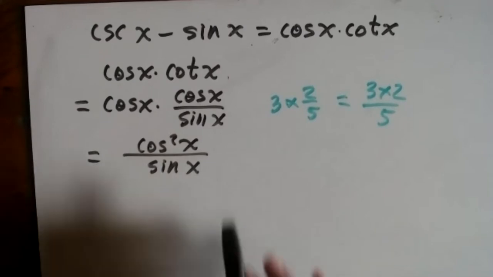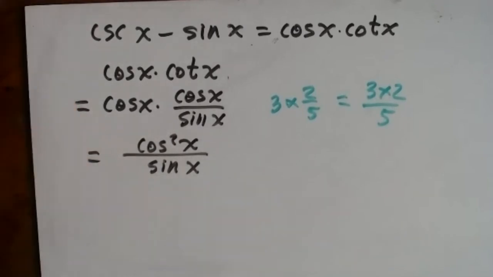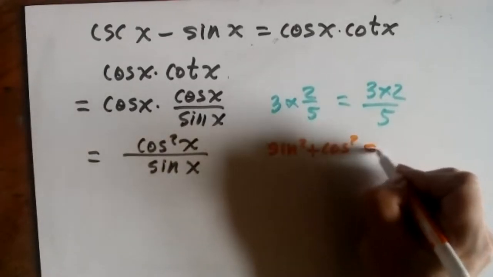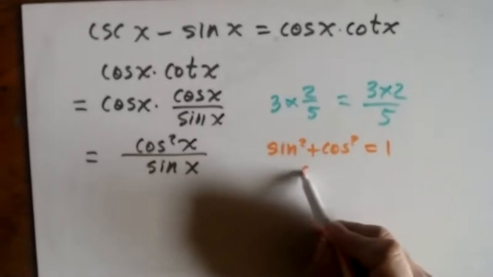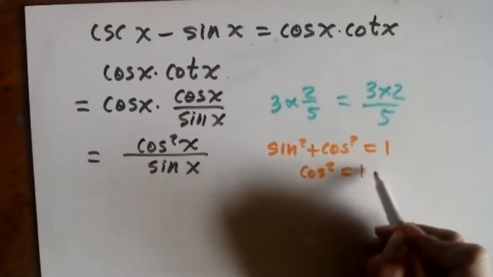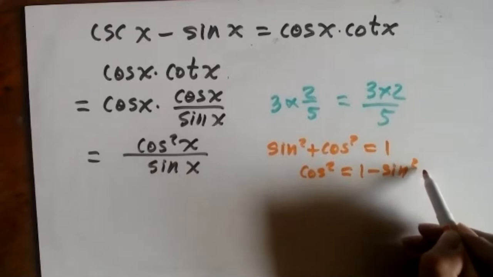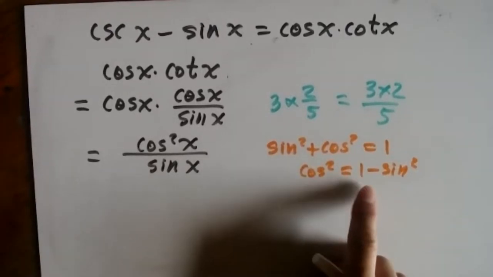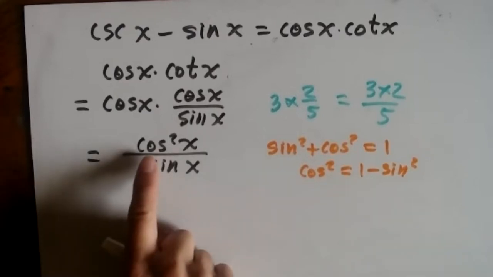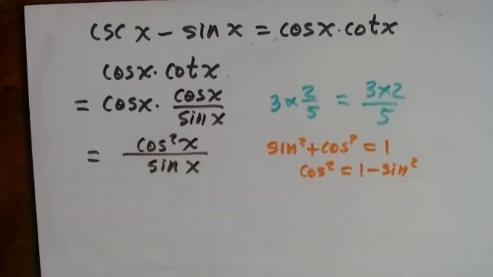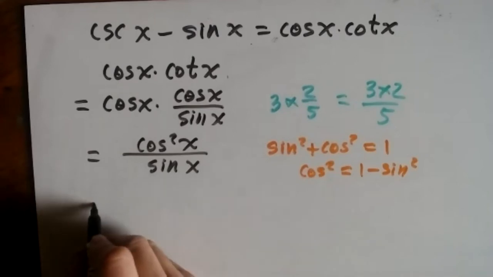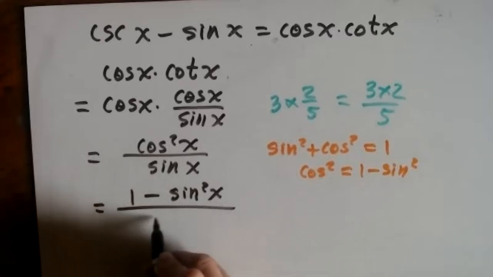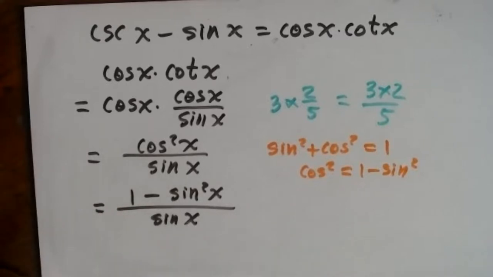Okay, what is cosine squared? Remember, sine squared plus cosine squared is 1. So cosine squared is 1 minus sine squared, correct? This is very, very used, so you have to remember this always. Okay, I'm going to change this by this one. So this is 1 minus sine squared x over sine x.